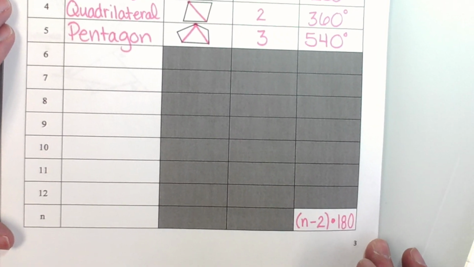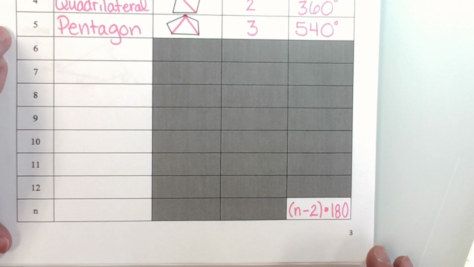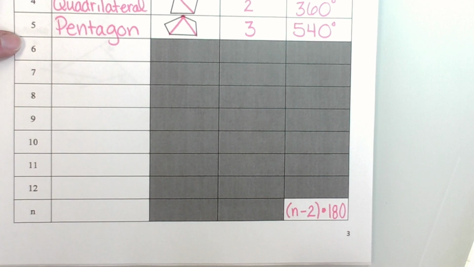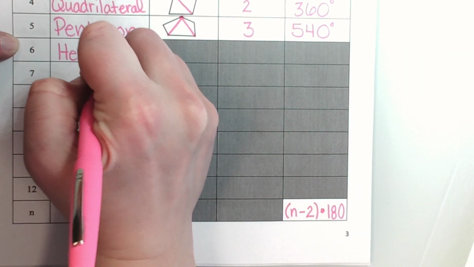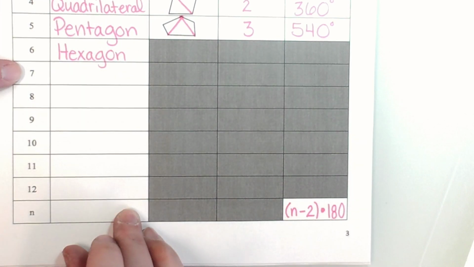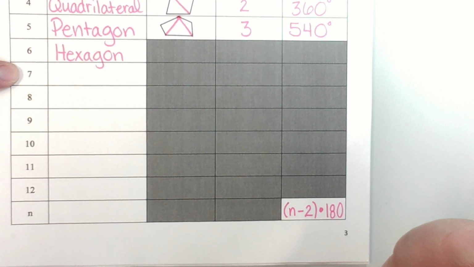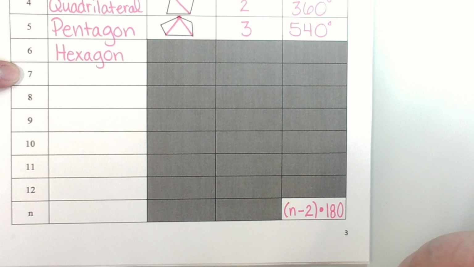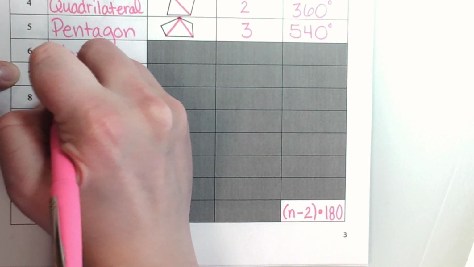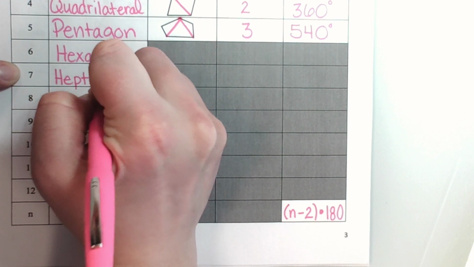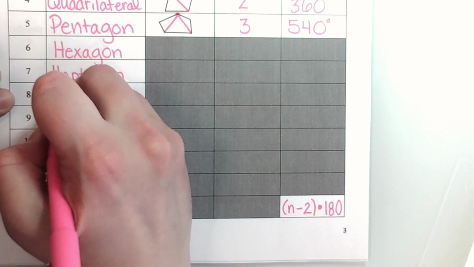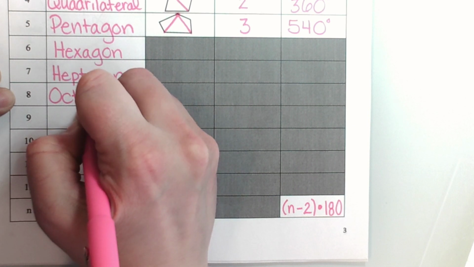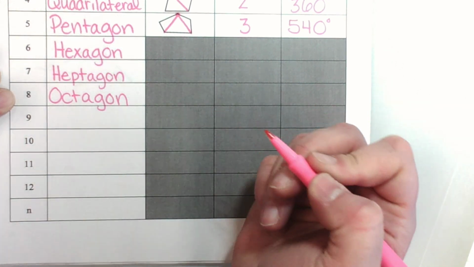Before we get there, let's name the rest of our polygons. 6-sided polygon, hexagon. 7-sided people don't tend to know very well. Any guesses? Heptagon? Yes, heptagon. 8-sided? Octagon. 9-sided?